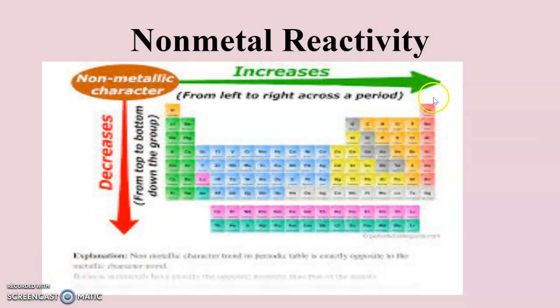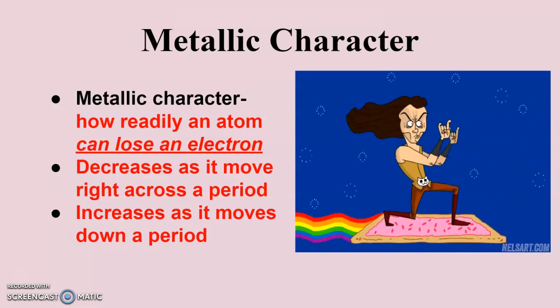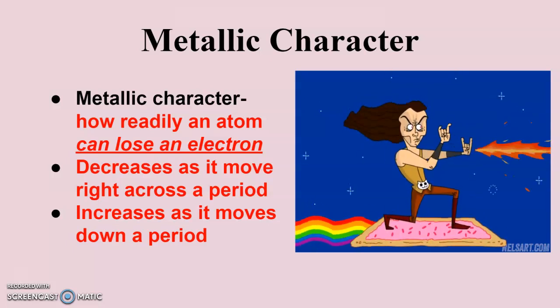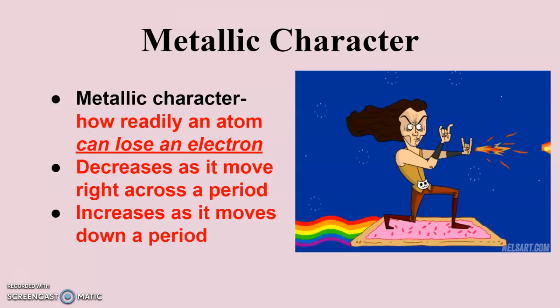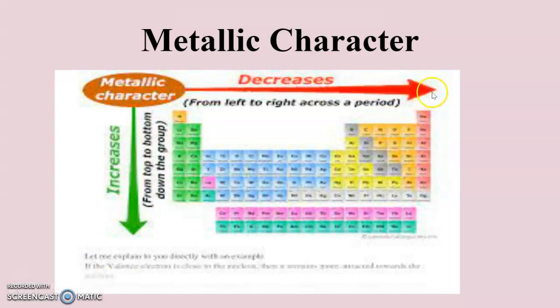Just a reminder, so we're all on the same page, group 18 or 8A are your noble gases. They're stable and non-reactive. Now, metallic character is how readily an atom can lose an electron. It decreases as you move right across a period and increases as you move down. This makes sense because the metals on the left-hand side are ready to donate their valence electrons. As you move from left to right into the nonmetal category, the metallic character decreases. So from left to right, it decreases, and from top to bottom, it increases.